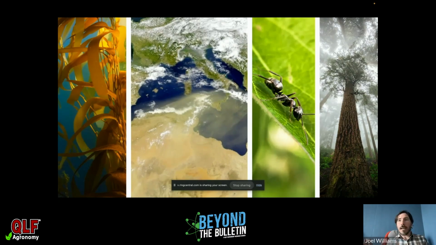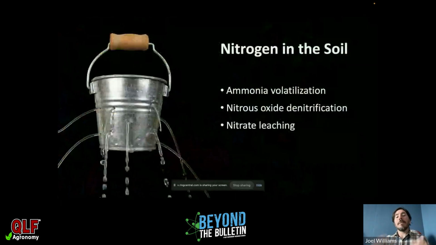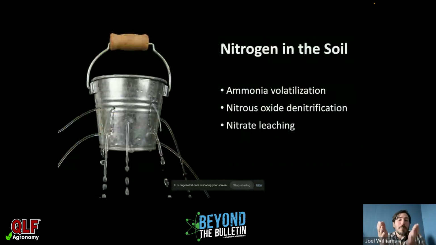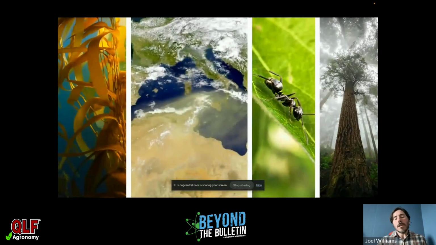So enter stage left, the opportunity for foliar applications. When you foliar apply your nitrogen, you're keeping that nitrogen out of the soil. And if you're keeping it out of the soil, that nitrogen is not going to be prone to these reactions and these losses. So if you foliar apply your nitrogen, you bypass the soil and deliver it directly into the leaf where the plant can take it up, preventing some of those losses.